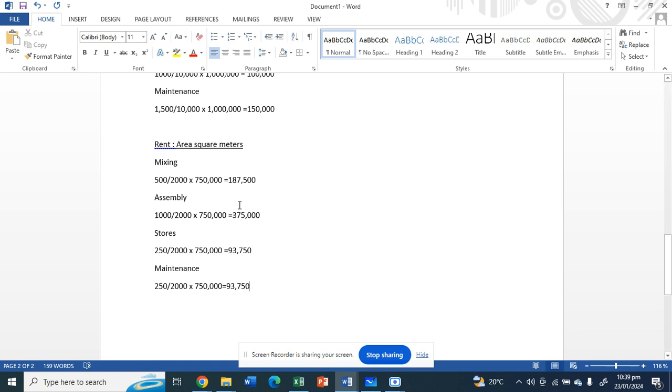What you should also notice is that when you add all these amounts, they give you the total, which is 750,000. Yes, colleagues, any questions?